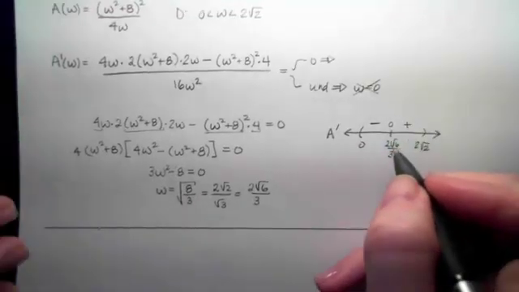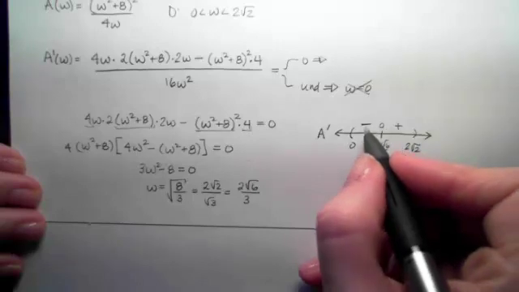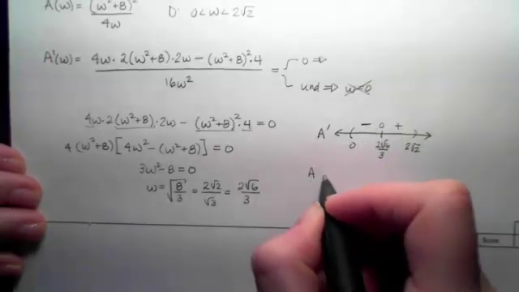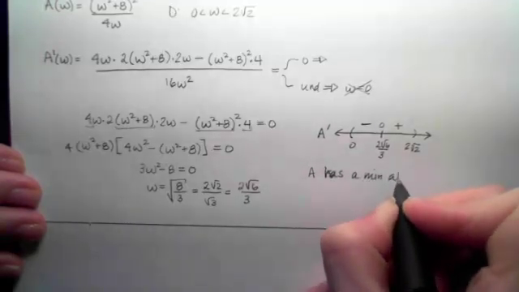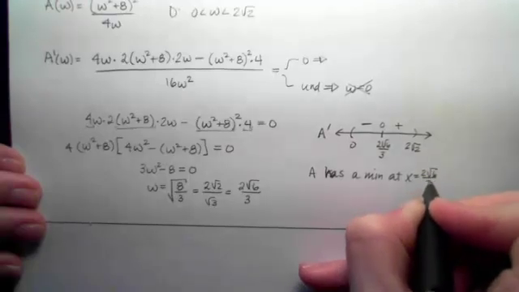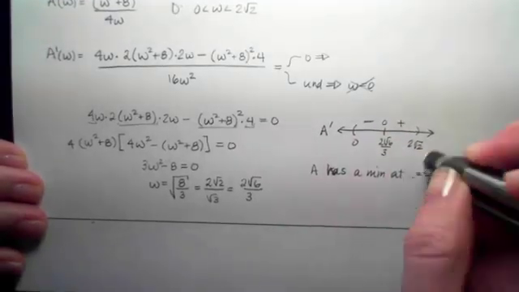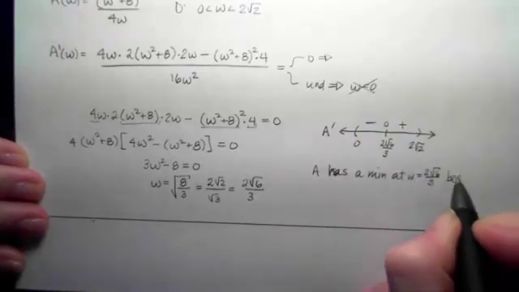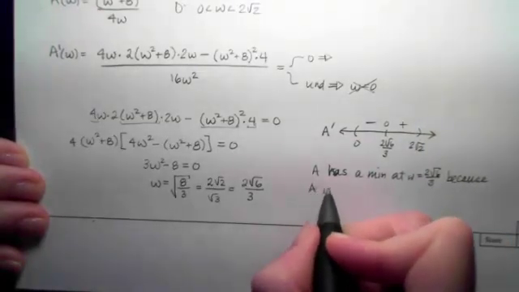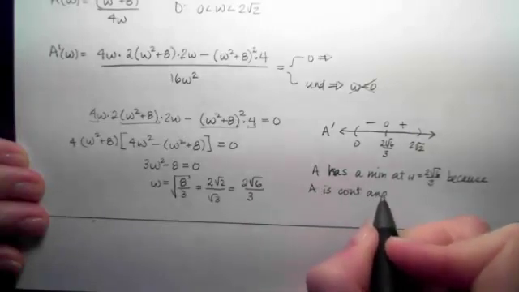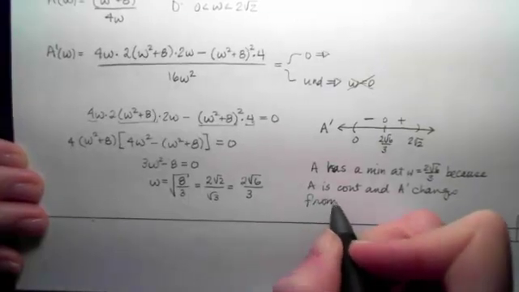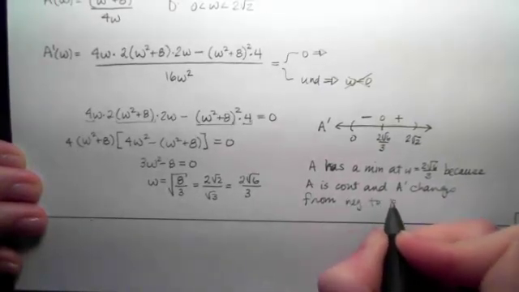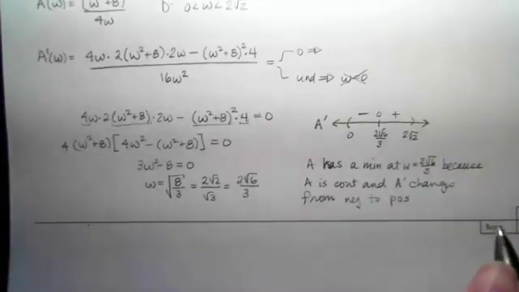So we can see that A prime had a 0 and changed from negative to positive. So we can write A has a min at w equals 2 root 6 over 3, excuse me, because A is continuous and A prime changes from negative to positive. And we did not have to find the area, we just had to find the value of w. So, we're done.